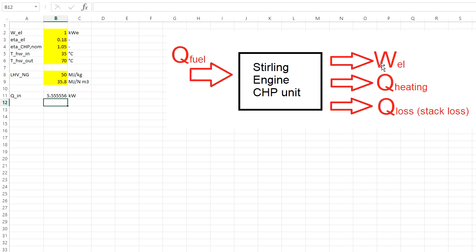So this small CHP system requires 5.6 kilowatts of heat in the fuel when the heat is calculated with respect to lower heating value. Now this is the heat flow. Let's also calculate it as mass flow rate of the fuel.